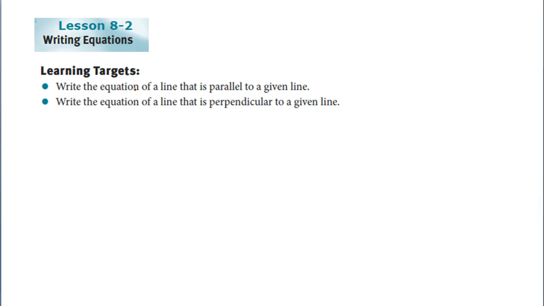In this lesson, we wrote equations for lines that are parallel to a given line. We wrote the equation in two forms, first as point-slope form, and then as slope-intercept form. We also wrote equations for lines that are perpendicular to a given line, again in two forms, point-slope form, and then slope-intercept form.